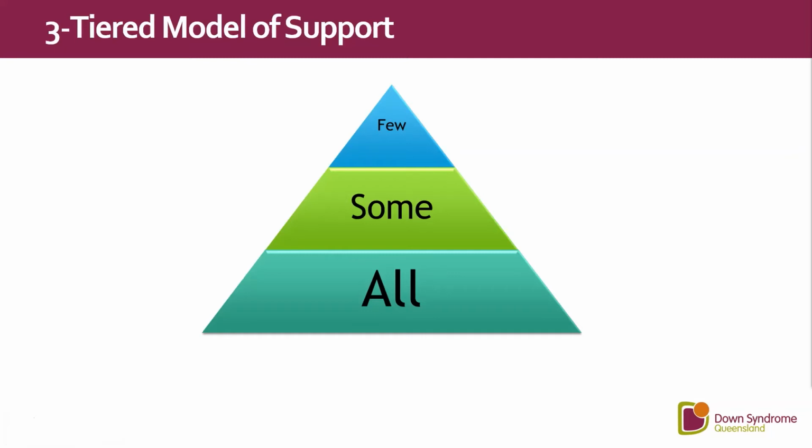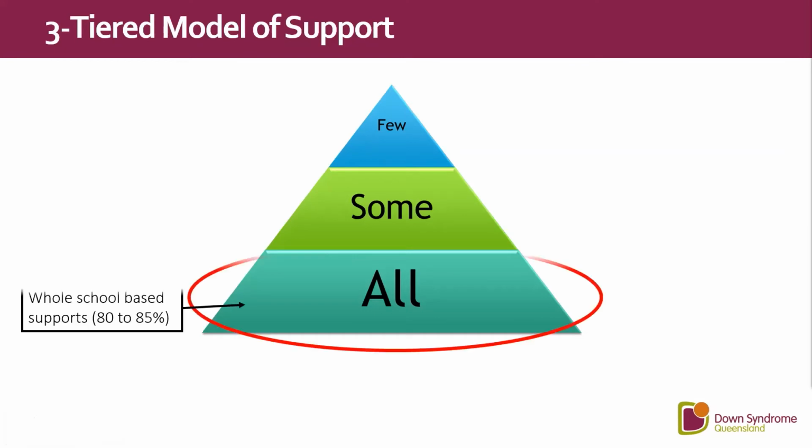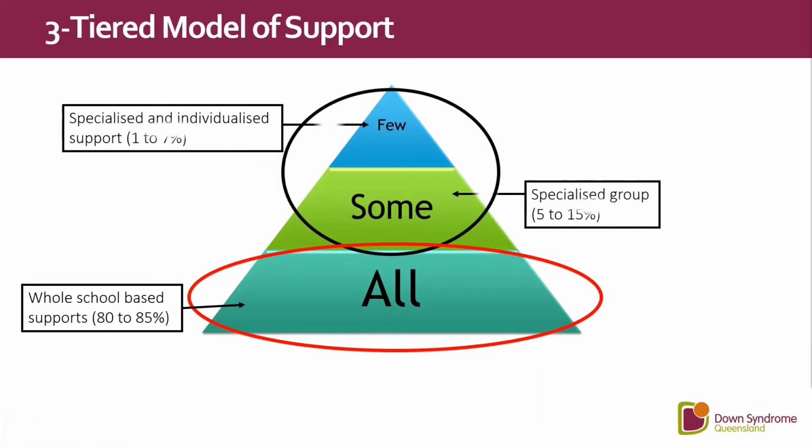So PBS is a 3-tiered model of support. This bottom layer applies to 80 to 85% of the school population. That's where they're targeted. And they'll understand and meet the expectations accordingly. The middle tier applies to some of the community, with about 5 to 15% of students falling into this category who might still struggle to understand or comply with a positive behaviour system. And the top tier is the few, making up approximately 1 to 7% of the school population.